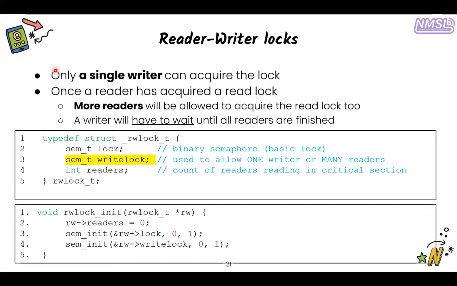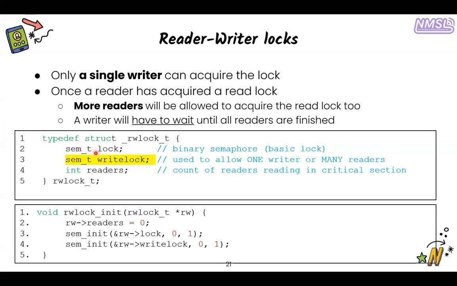Now, the reader is actually an interesting case. There will be a reader who acquires a read lock. Now, there could be more readers that will be allowed to acquire that read lock too. However, for the writer, the condition was that nothing is being added while the reading is going on, right? So if there are a bunch of readers in there, as a writer, you have to wait until all the readers are gone, right? A writer will have to wait until all readers are finished. So let's try to implement this.